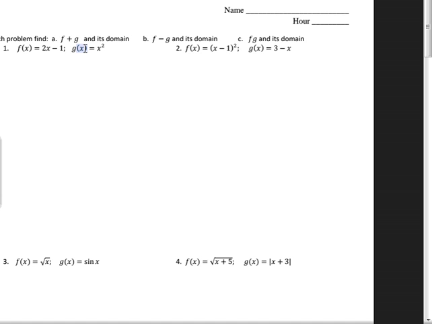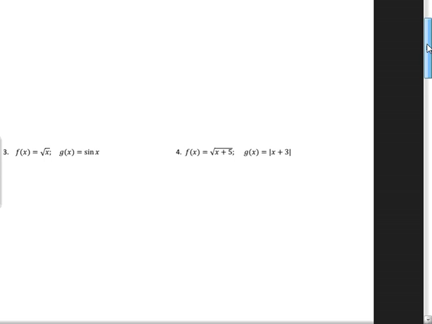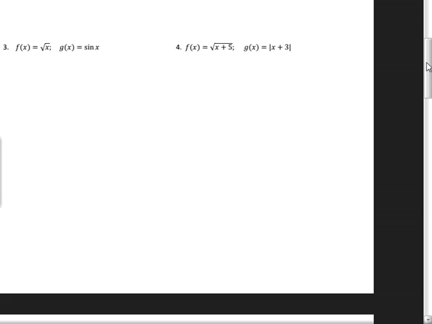All right, so let's move on. You can handle number 1 at home. That's an easy one. Let's go to number 3. A lot of people freak out because it has the word sine in it, but you really know what the domain of sine is. It's not nearly as scary as you think.